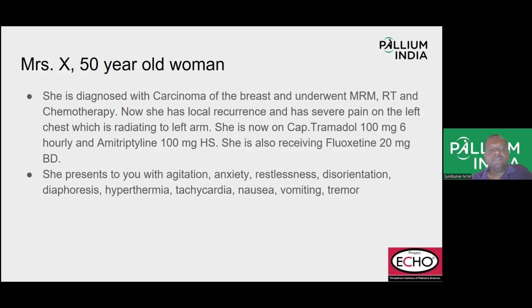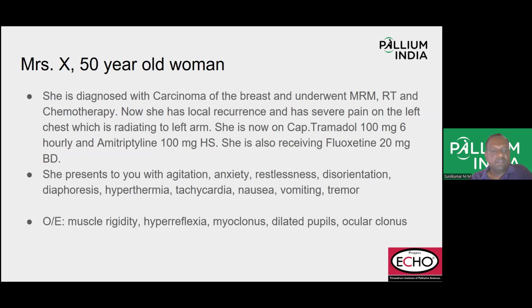After 2 weeks, this patient presents to you with agitation, anxiety, restlessness, disorientation, sweating, hypothermia, tachycardia, nausea, vomiting, and tremor. On examination, there is muscle rigidity, hyperreflexia, myoclonus, dilated pupils, and ocular clonus. So what is the diagnosis?